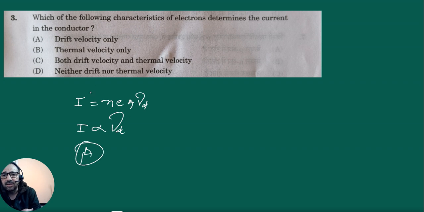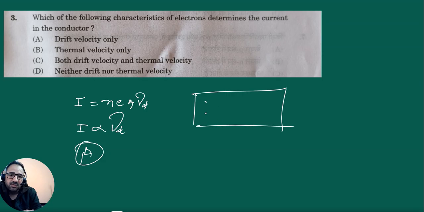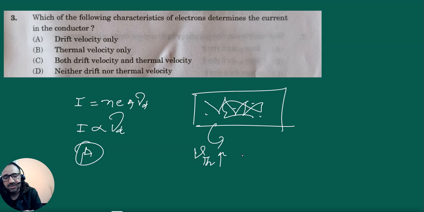Here students, you have the confusion about the thermal velocity. Basically what happens, suppose that these are electrons, they are moving in random directions. So if you increase the temperature, I mean to say thermal velocity, if you increase the thermal velocity, it leads to the randomness.